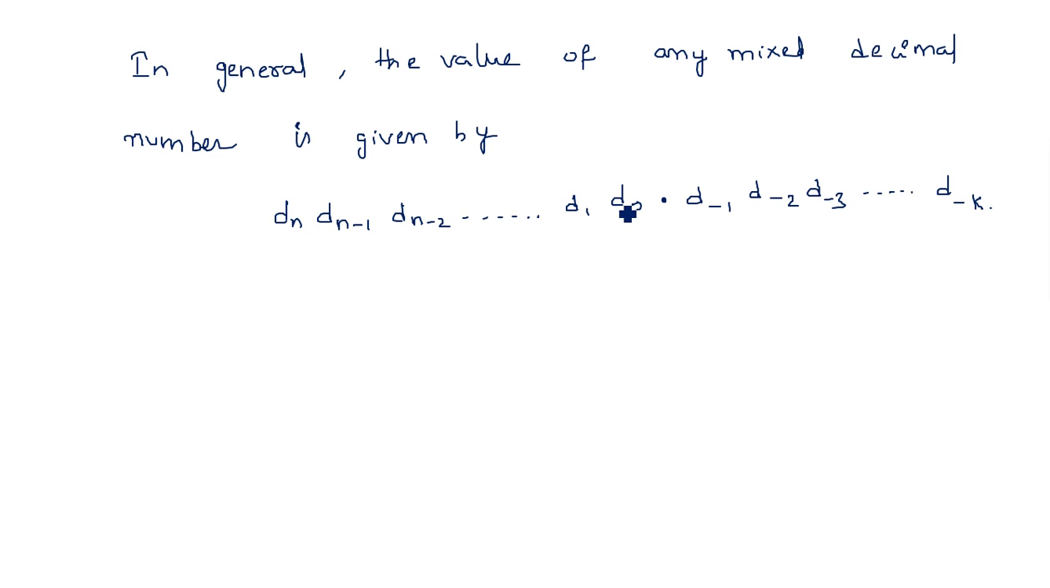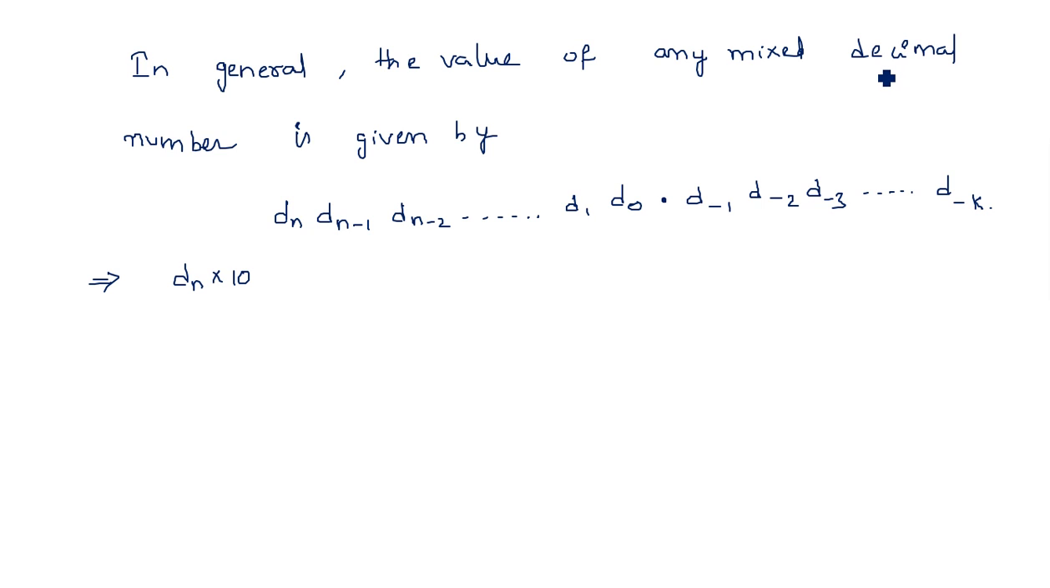What is the meaning of this? See here, until the decimal point, on the left hand side we have all the values related to the whole number, and on the right hand side we have the fractional digits after the decimal point. For example, the same number can be written in terms of 10. It is a decimal number, as I told in the beginning, a mixed decimal number.